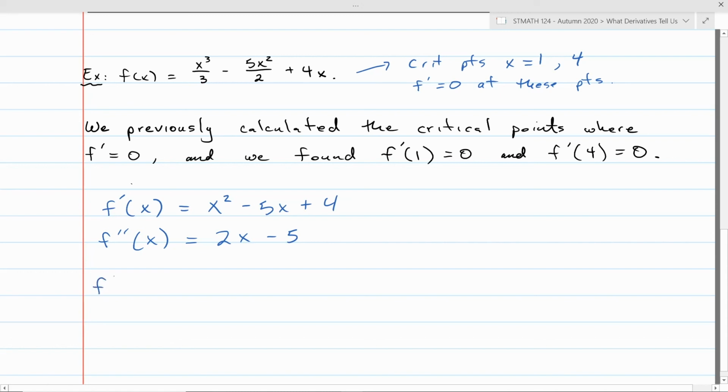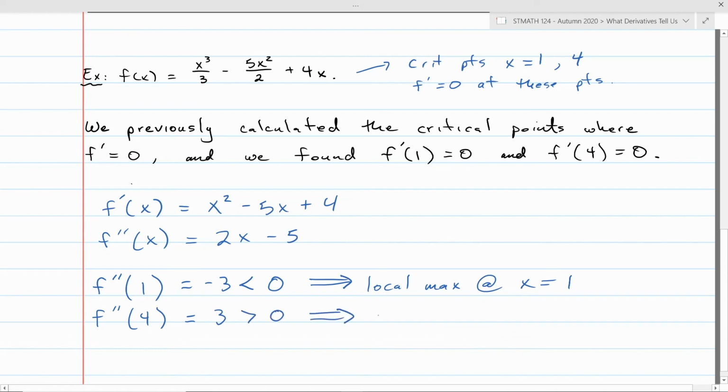So first we'll do f double prime evaluated at x equals 1, the first critical point. When you plug that 1 into the second derivative, you get 2 minus 5, which is negative 3, and that's less than 0. So what does the second derivative test tell you there? It tells you that you have a local maximum at x equals 1. And when you plug the other critical point, 4, into the second derivative, you get 2 times 4, which is 8, minus 5, which is positive 3, and that's greater than 0. So we see that we have a local minimum occurring at x equals 4.